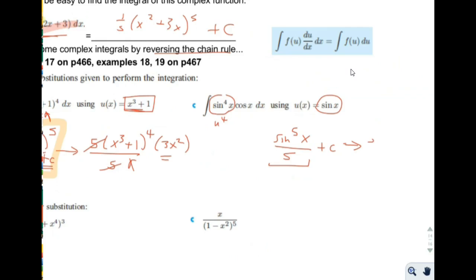So the derivative of this would be 5 times sine of x to the fourth divided by 5, and then the chain rule of sine x would be cosine of x, and then the c would just disappear. Now let's see if that matches the original. So we have cosine of x, we have sine of x to the fourth, and then the 5 over 5 just disappears. So that also worked out. So yeah, that's exactly right.